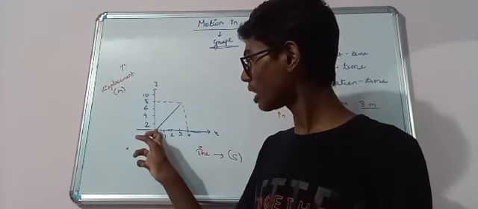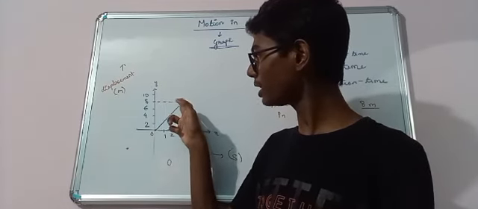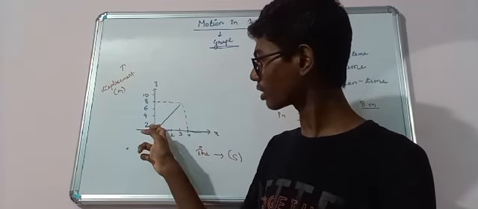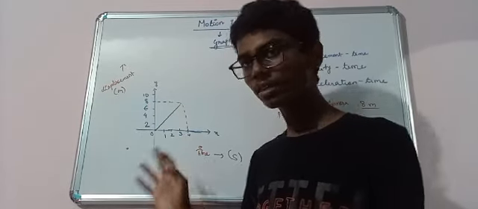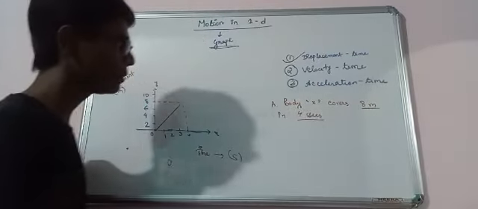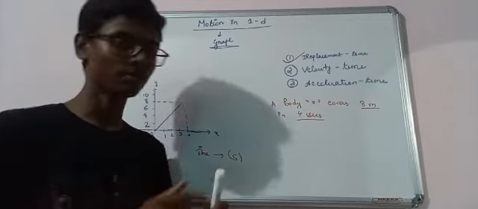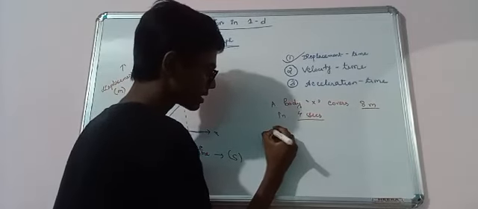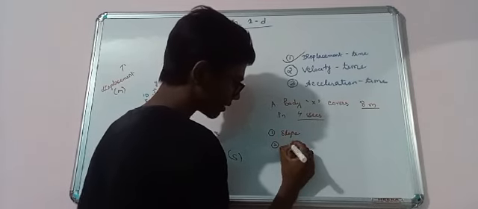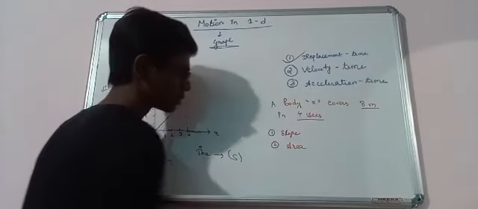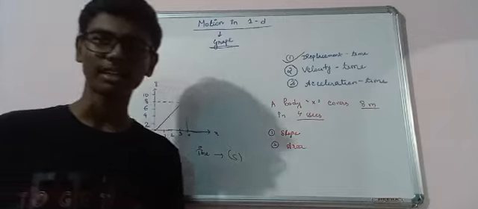Done? So I'm just drawing a graph like this, 8 meter. So the body has covered 8 meter in 4 seconds. Easy. Now from this, we have to know two things. Number one is slope. Number two is area. What is slope and what is area?